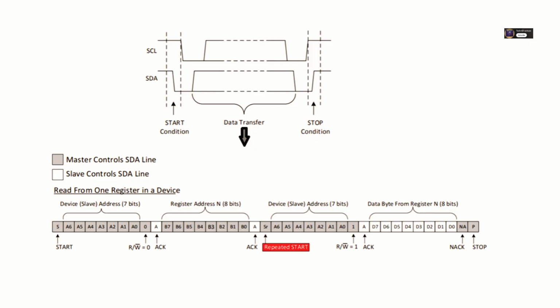Let's walk through those 2 common scenarios then. Writing to a slave and reading from a slave, highlighting that repeated start in the read. Sounds good. Let's start with writing to a slave.